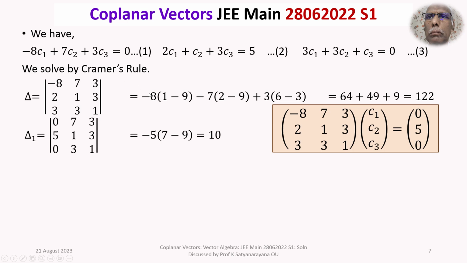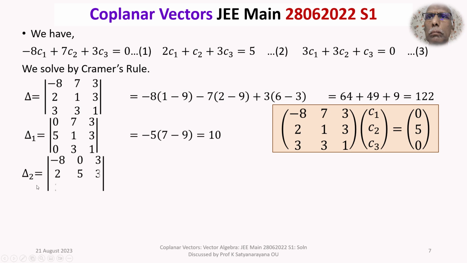Therefore, it should start with minus 5 times the minor, which we write as 7 minus 9, that is equal to 10. The common mistake students make in the expansion of delta 1 is to write plus 5 times that. Then you will get the wrong answer.